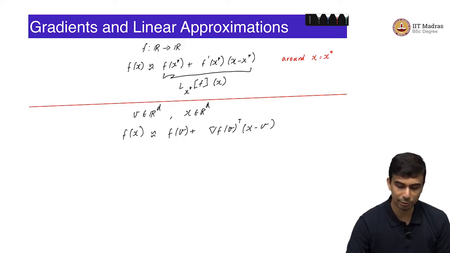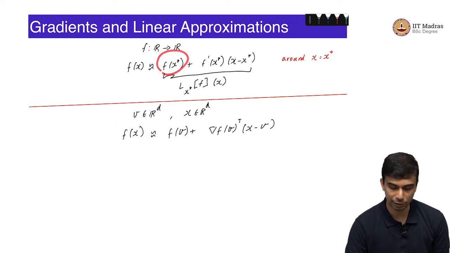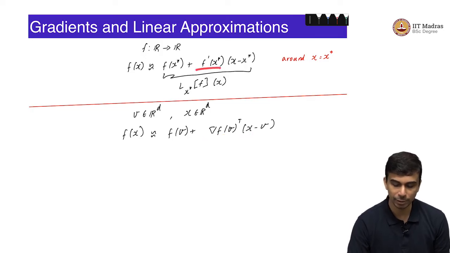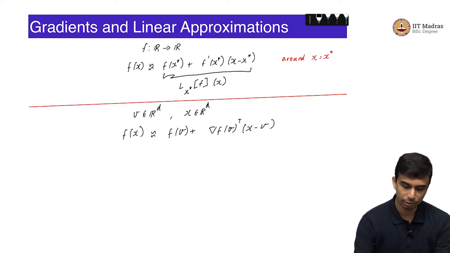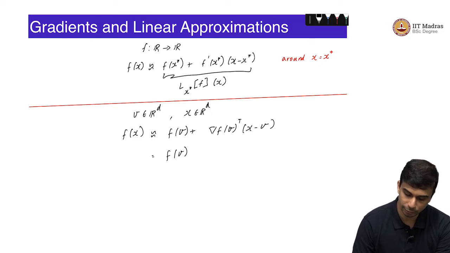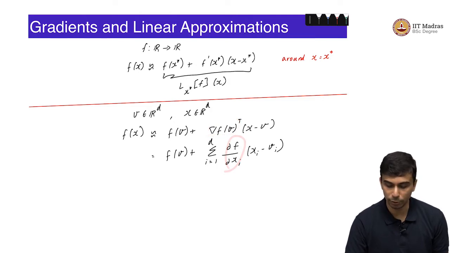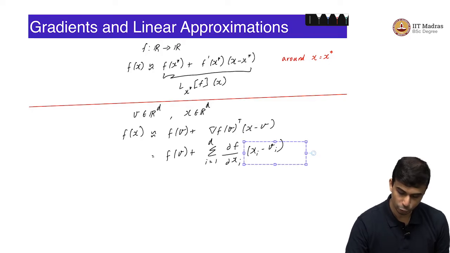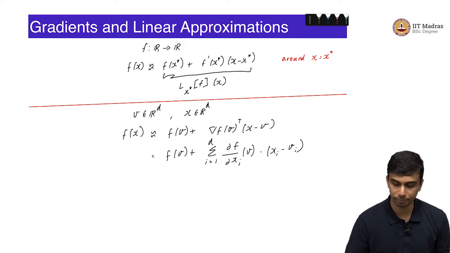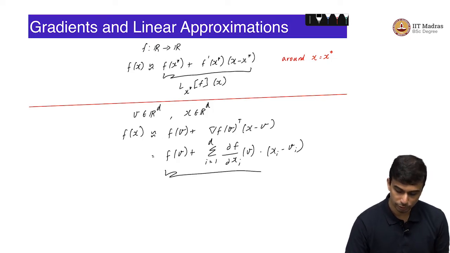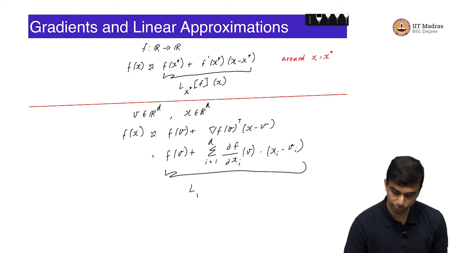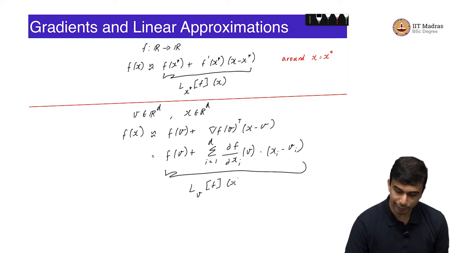You can see the similarities to the one dimensional case. So, f of x, you first have the f of V here, which corresponds to f of x star here, and you have grad f of V transpose x minus V, which corresponds to f dash of x star into x minus x star. We will break this down even further as f of V plus sum over i equal to 1 to d dou f by dou xi into xi minus Vi. I have just broken down the gradient into its components: dou f by dou xi evaluated at the point V multiplied by xi minus Vi, and we will call this the linear approximation of f around the point V evaluated at x.